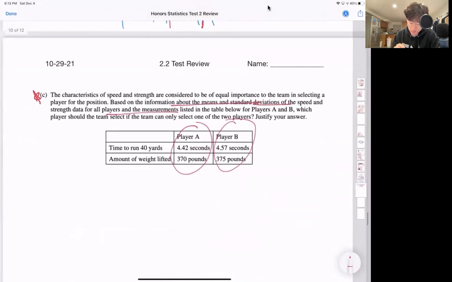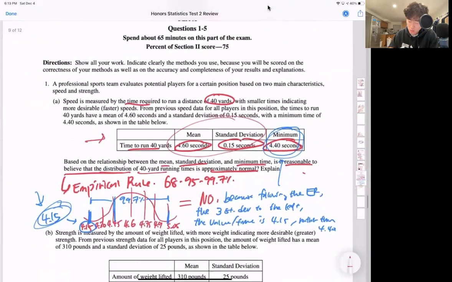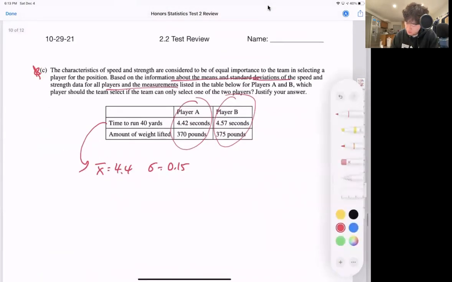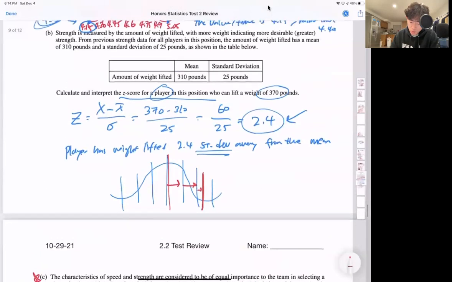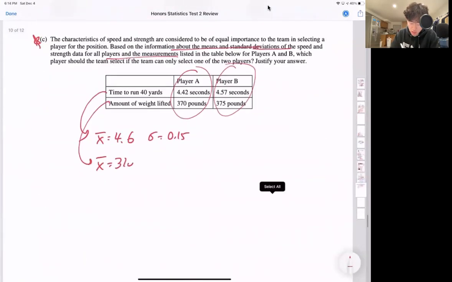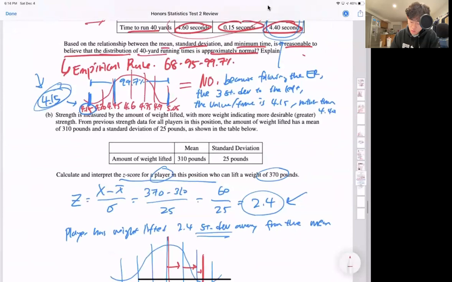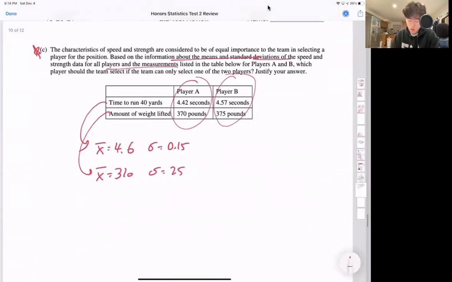So for the time to run 40 yards, the mean of that, I believe, was 4.4 with the standard deviation of 0.15, if I'm not mistaken. No, I'm sorry, 4.6. So I'm going to fix that. And then the amount of weight lifted, the mean of that was 310 with the standard deviation of 25. All right, so let's talk about player A.